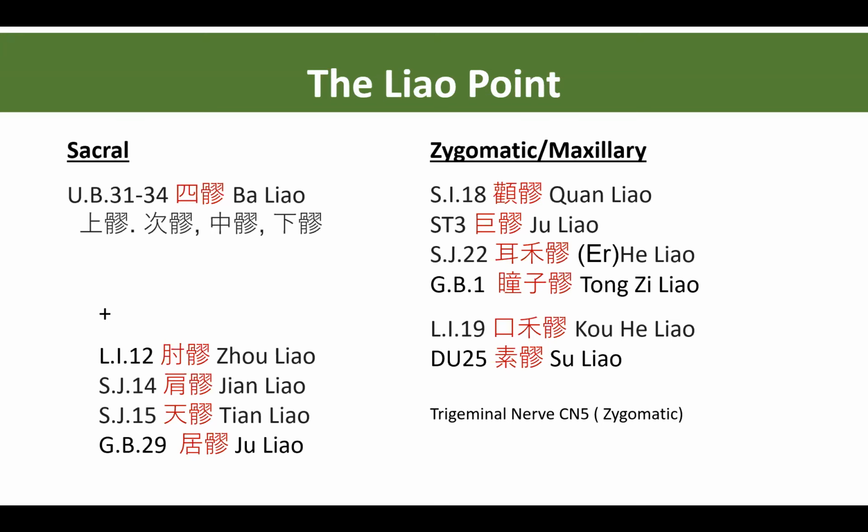So if you look at this character Liao from bladder 31, 32, 33, 34, we call them the four Liaos, the Se Liao. And then there are four others in the body, and the rest of them are in the face. First of all, it's a character that's used a fair amount in point names. It's not the most common character, but it's one of the most common.